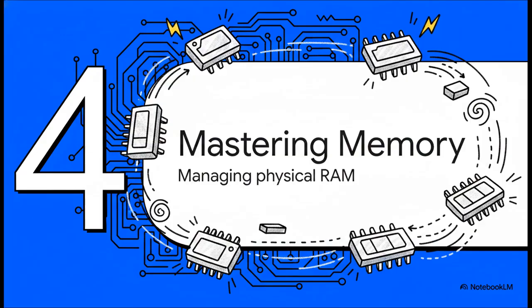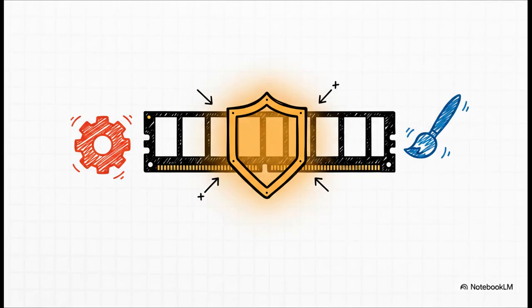Let's shift gears to part 4, mastering memory. The OS has to keep track of literally every single byte of allocated and free memory. Through memory optimization, it actively assigns RAM to apps that need it and reclaims it the second they close.